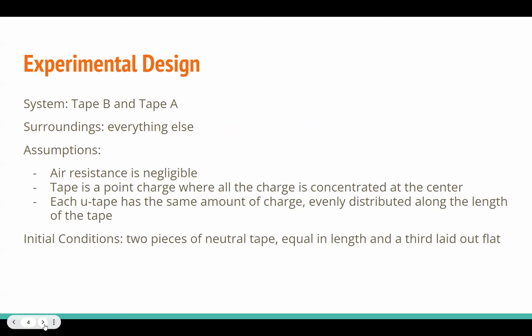The experimental design of this was, the system was tape B and tape A, and the surroundings was everything else. And the assumptions were that air resistance is negligible, the tape is a point charge where all the charge is concentrated at the center, and each U-tape has the same amount of charge evenly distributed along the length of the tape. Some initial conditions were two pieces of neutral tape equal in length and a third laid out flat.